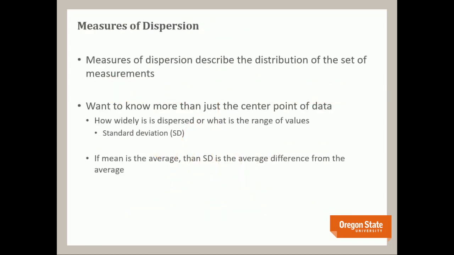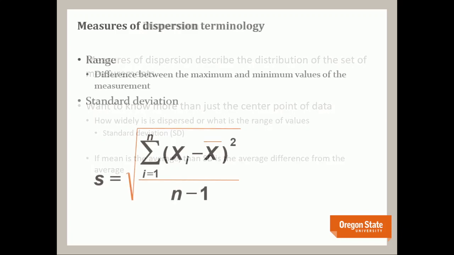Data skewness. Measure of dispersion. Measures of dispersion describe the distribution of the set of measurements. Do you want to know more than just the center point of data? How widely is it dispersed, what is the range of values, or what is the standard deviation of the data? If the mean is the average, then standard deviation is the difference from the average or the mean value.